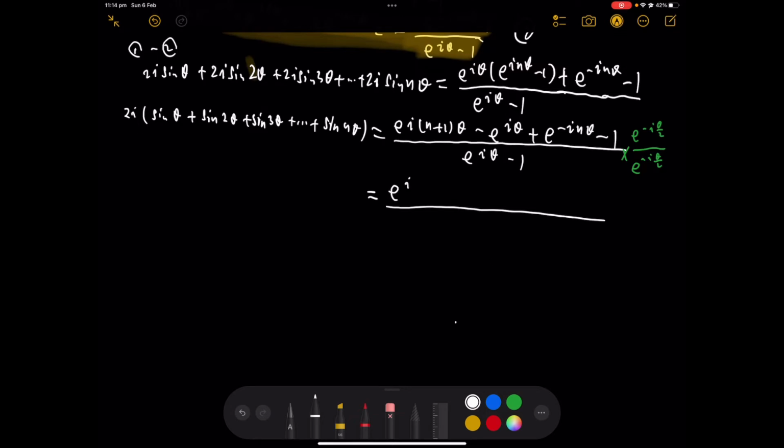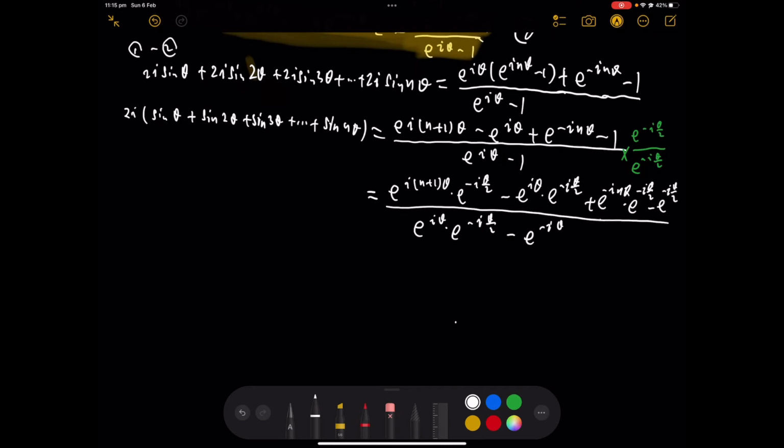So e^(i(n+1)θ), I'm going to multiply by e^(-iθ/2), minus e^(iθ) times e^(-iθ/2), plus e^(-inθ) times e^(-iθ/2), minus e^(-iθ/2). So that's my numerator. It looks very big. And the denominator is e^(iθ) times e^(-iθ/2) minus e^(-iθ/2). Wow, so big. But it's actually pretty nice.